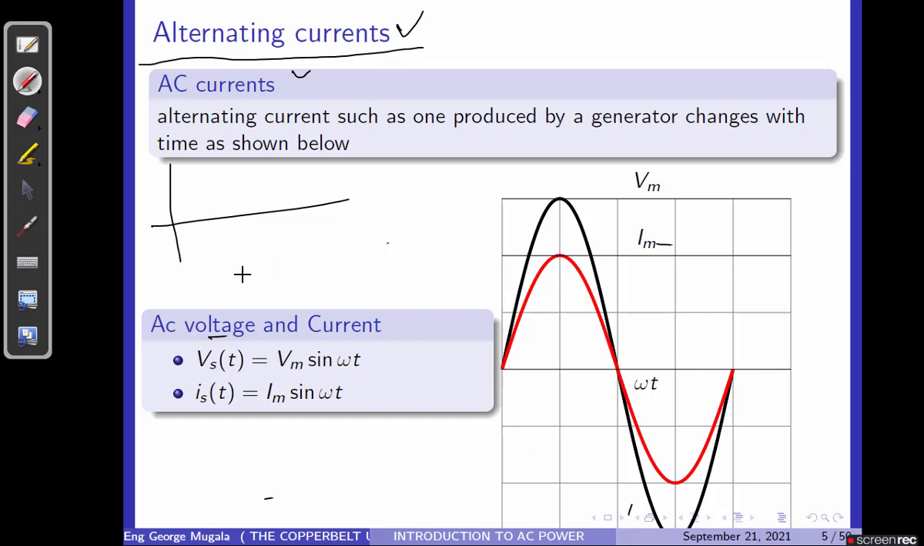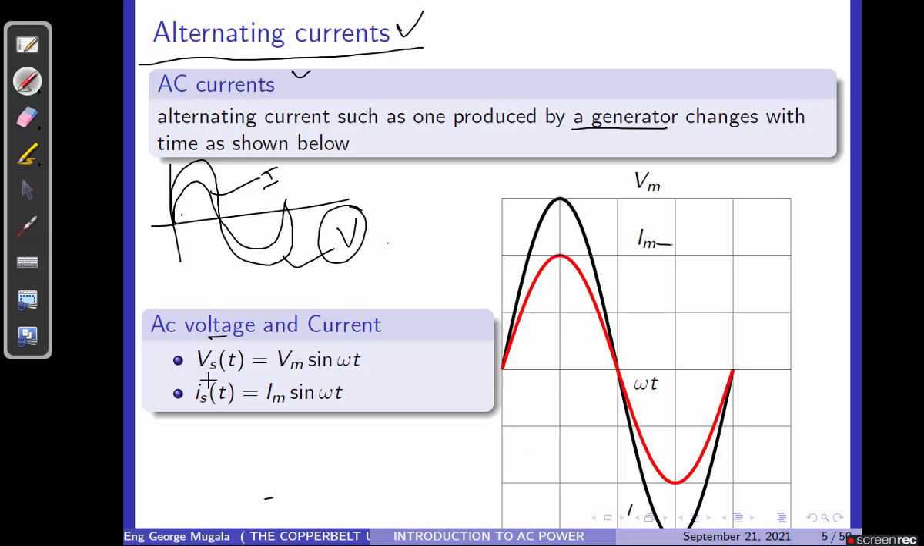So when we talk about AC, AC is generated by some generator. For example, at Kariba North Bank, we have generators. Of course, we know that water falls on the turbines connected to the generators, and we have the current produced, I, and we also have the voltage produced. So this one could be the current that is produced, and this waveform that you see could be the voltage that is produced.